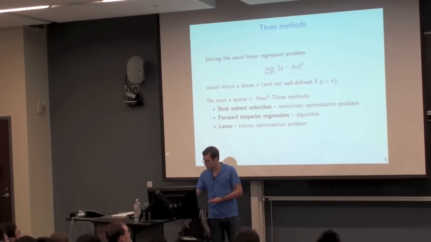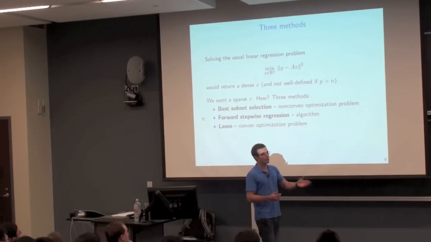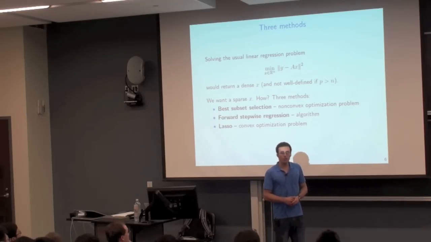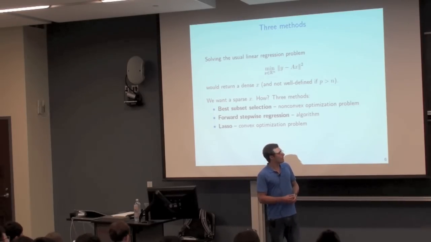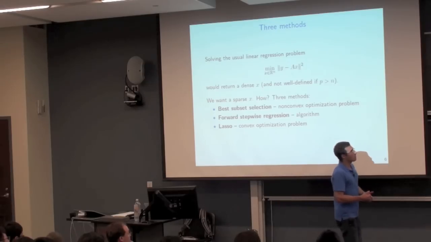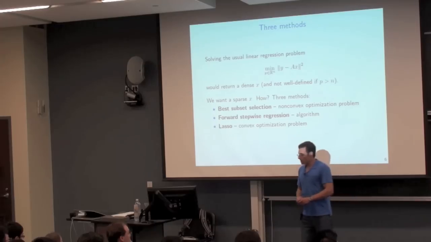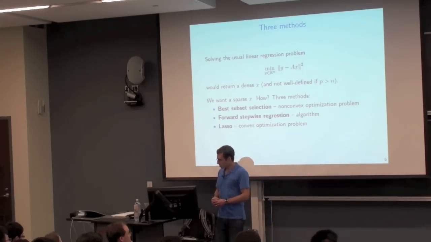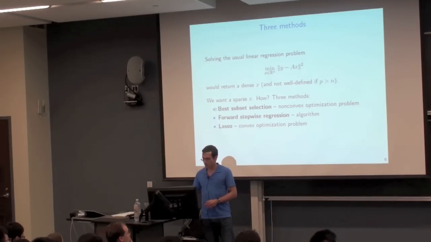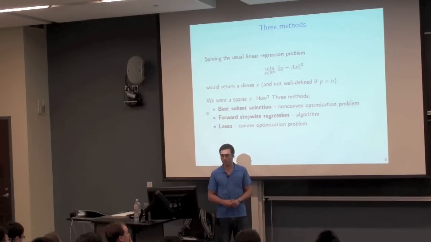So the first is best subset selection. This is an optimization problem, so it's of the form minimize some function, but that function is not convex. The second is what's called forward stepwise regression. That's just an algorithm. It's not minimizing any particular criterion. And the last is called Lasso regression. That's also an optimization problem like best subset selection, but it's convex. That's the difference.